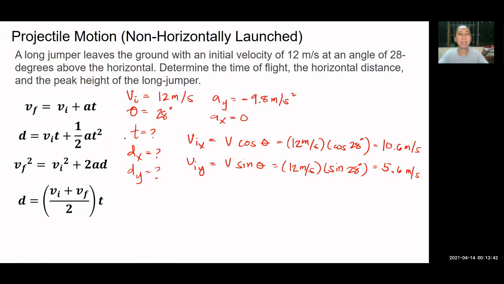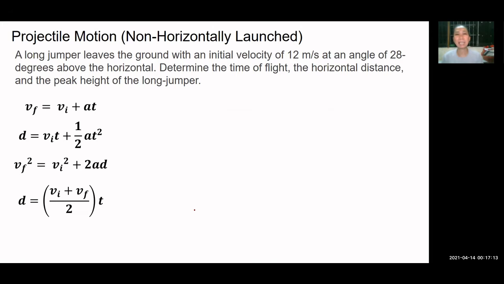To solve for the time, what we need to solve here is only the half: from the time the long jumper was launched, starting from the ground, up to the highest peak he achieves. One of the things we also need to consider here is VFY. When our long jumper achieves the highest point, the highest peak, his VFY there is equal to 0. At this point, let's solve for our time, the time going up to the highest point.